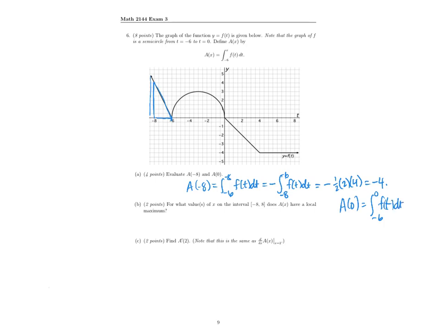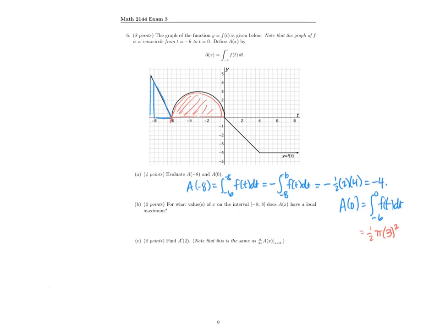And so I can see that that integral is going to be this area of this semicircle. So this is going to be equal to 1/2 pi times the radius squared, and the radius of this is 3. Okay. And then on B, it says, for what values of x does A of x have a local maximum?